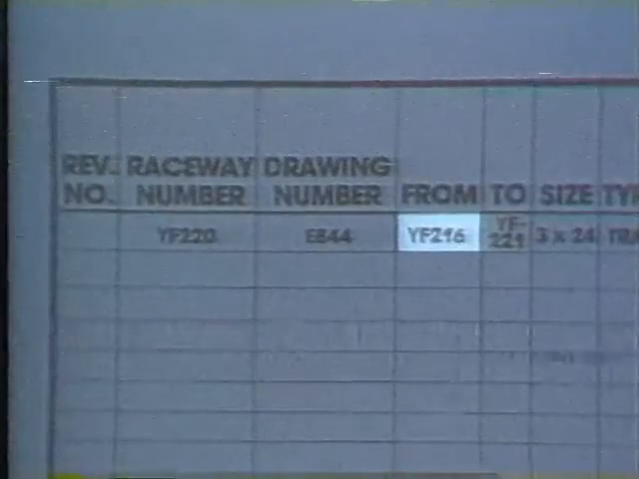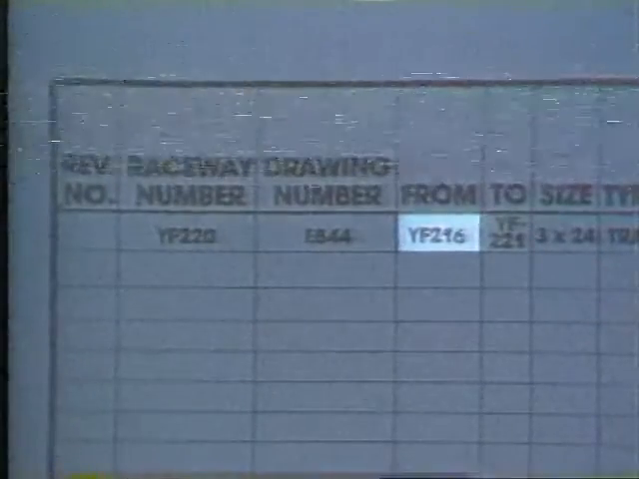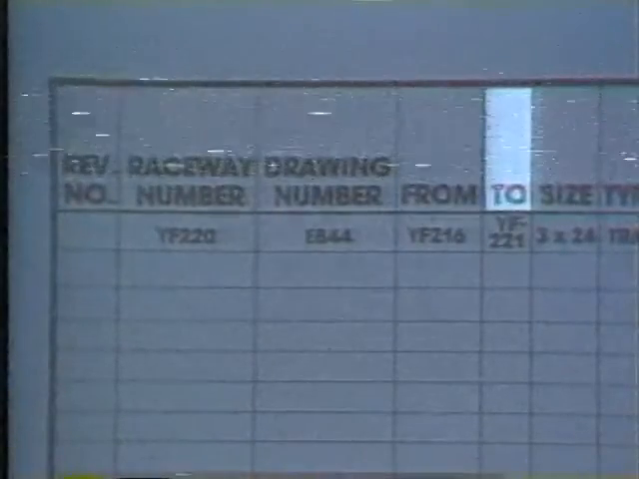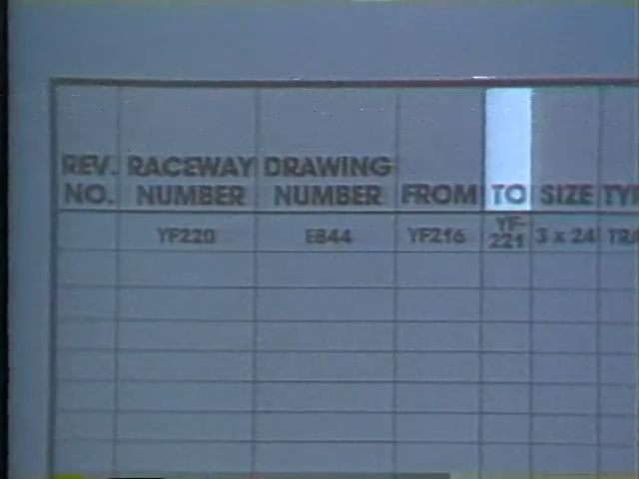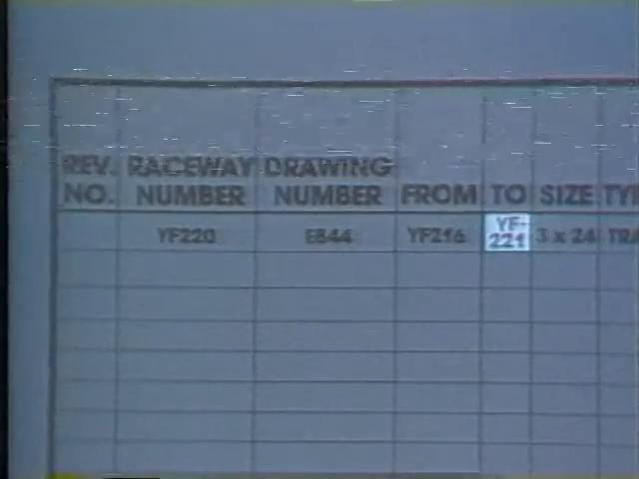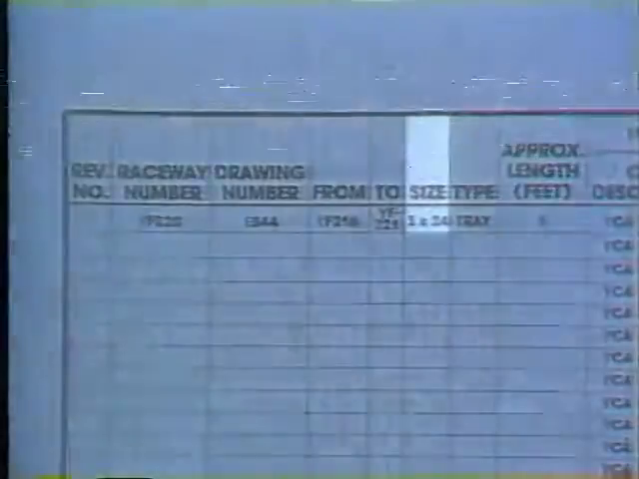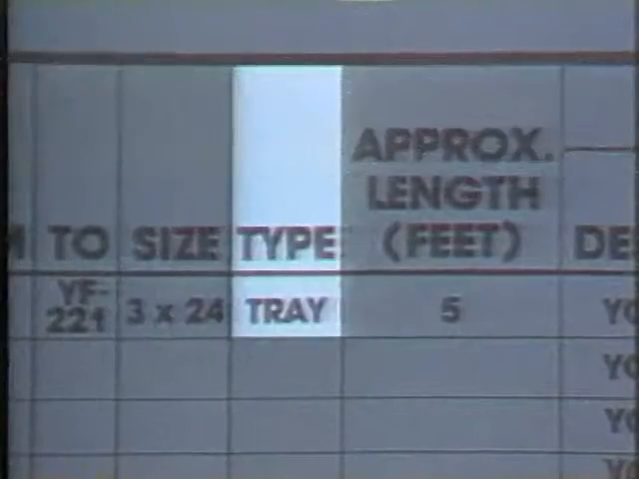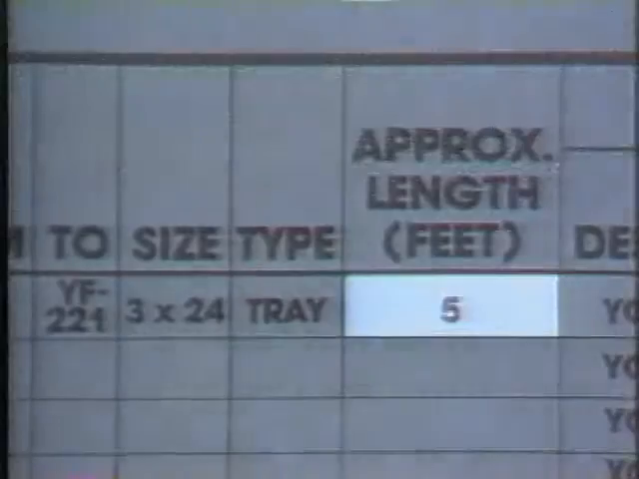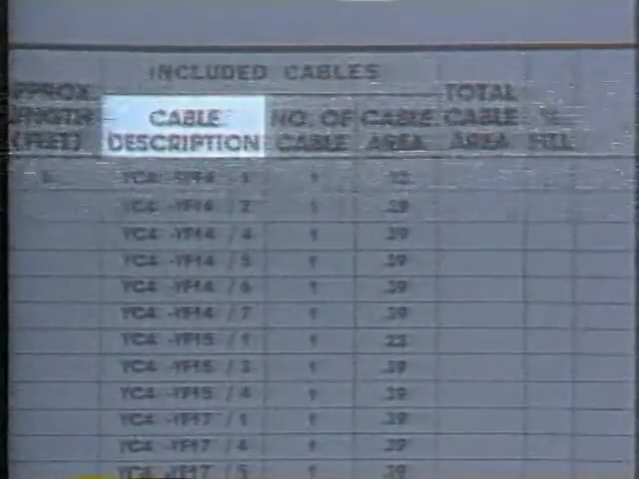This second number, YF216, is where the part of the Raceway we're looking at comes from. The next number tells us where our part of the Raceway goes to. It's going to piece number YF221. The next part of the schedule tells us its size, that it's a tray-type Raceway, and its length. As you can see, it's only a very short piece of Raceway. The next bit of information gives the description of the cables in this tray. There are quite a few in this particular tray.